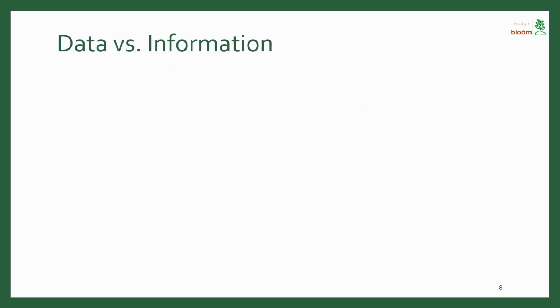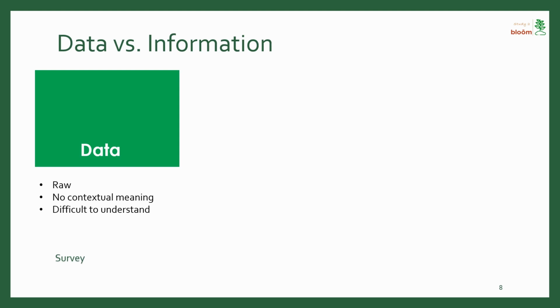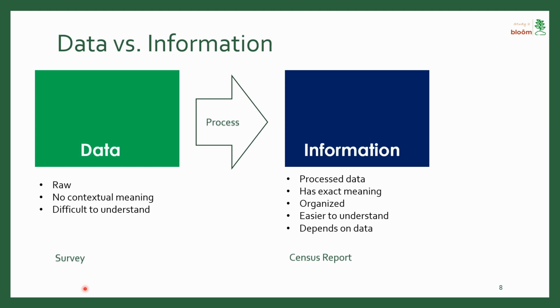So, what is data and information? Data is raw. It has no contextual meaning and difficult to understand. For example, if we do a survey, what we gather is data. When we process data, it converts to information. So information is processed data which has an exact meaning, organized and easier to understand. It solely depends on data. So if we do a survey and process the data, it becomes information and presented as a census report.